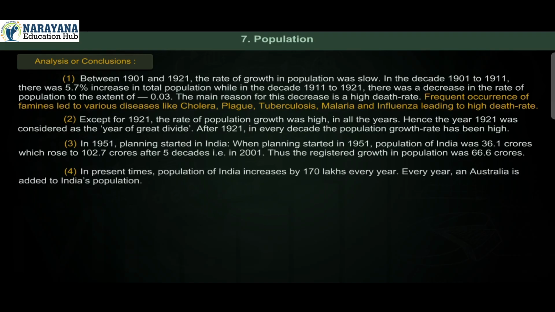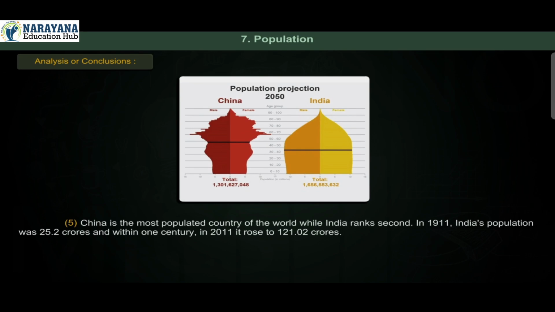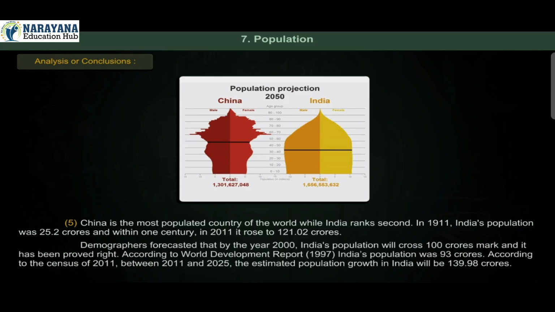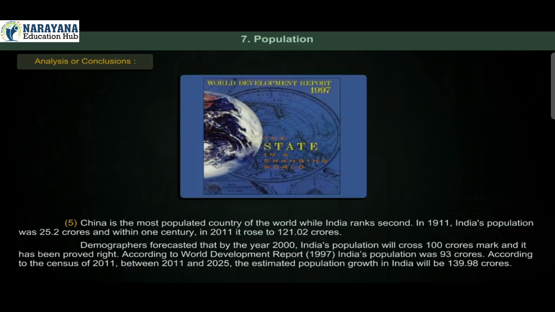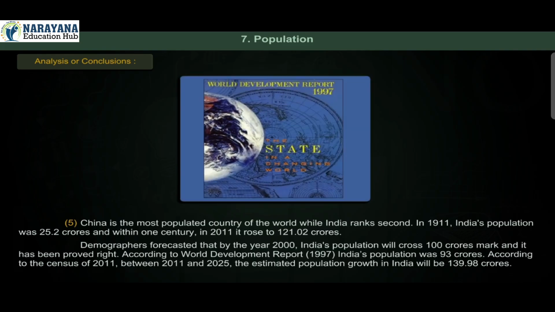Fourth, in present times, the population of India increases by 170 lakhs every year. Every year, an Australia is added to India's population. Fifth, China is the most populated country of the world, while India ranks second. In 1911, India's population was 25.2 crores, and within 1 century, in 2011, it rose to 121.02 crores. Demographers forecasted that by the year 2000, India's population will cross the 100 crore mark, and it has been proved right. According to the World Development Report, in 1997, India's population was 93 crores. According to the census of 2011, between 2011 and 2025, the estimated population growth in India will be 139.98 crores.